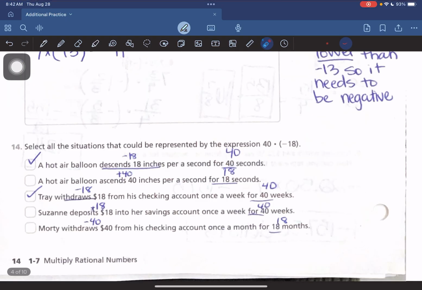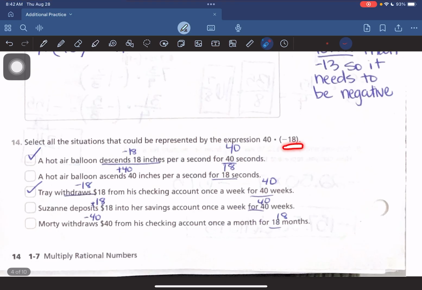Here we're selecting all of the word problems that could be represented by 40 times negative 18. We are looking for anything that is making the 18 negative and keeping the 40 positive. So the ones that we ended up selecting were a hot air balloon descends, descend being the word about being lower, per second for 40 seconds. We didn't pick the second one because it said the balloon ascends, which means go up. The third one, tray withdraws, withdraw being a negative word. We didn't pick the fourth one because it says deposit, and deposit is a positive number into your bank account.